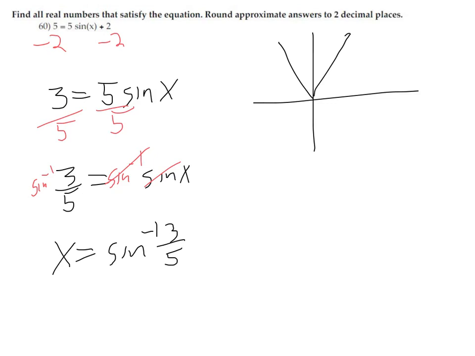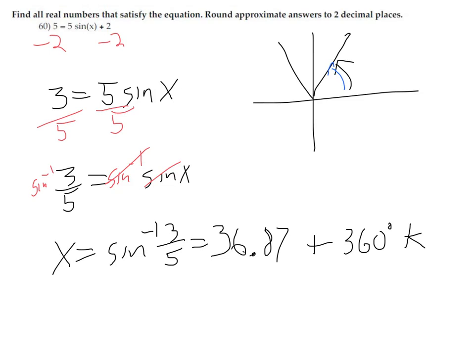So we go to our calculator, making sure we're in degree mode, and do arc sine of 3/5. To 2 decimal places, I get 36.87. That's this answer. We can take that and add 360 degrees k and get all of those. That one and that one and that one and that one forevermore. But we also need this one.